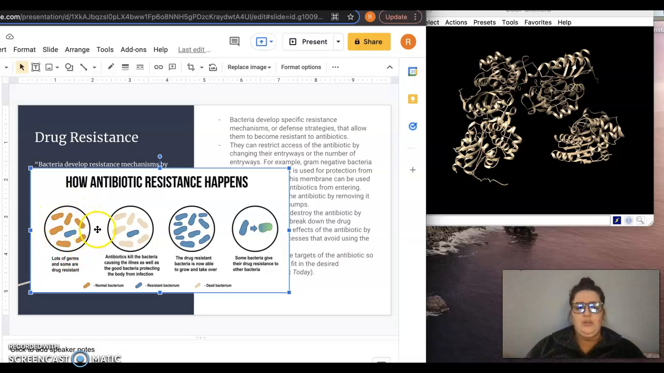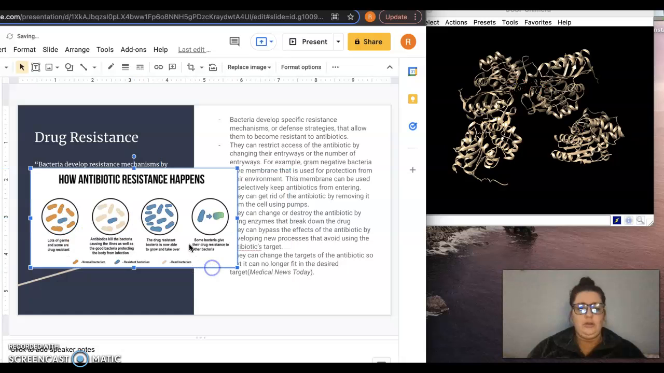So you have all the germs, and maybe one or a couple of them are resistant to the drug. The antibiotics that are introduced into the system kill the bacteria that's causing the illness, but they can also kill the good bacteria, which is protecting the body from infection. So the drug-resistant bacteria is now able to grow and take over because all those good bacteria have been eliminated as well, so there's nothing in the body that can fight against infection. And then some of the bacteria give their drug resistance to other bacteria through their DNA, which was that other part that I mentioned earlier.